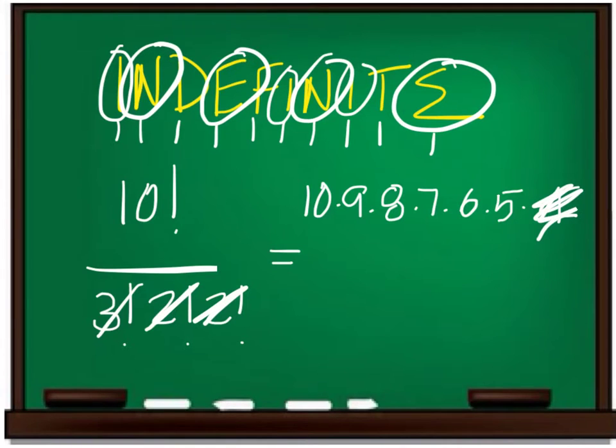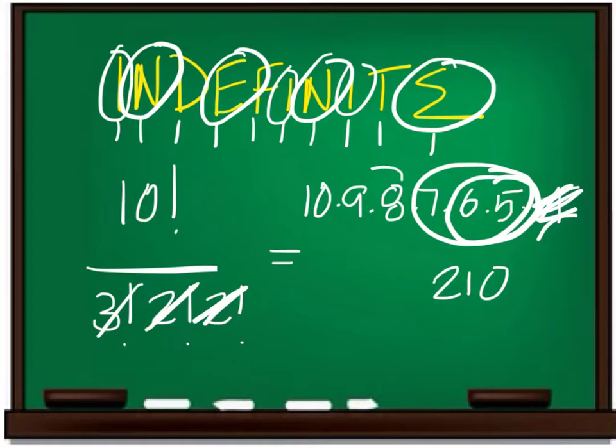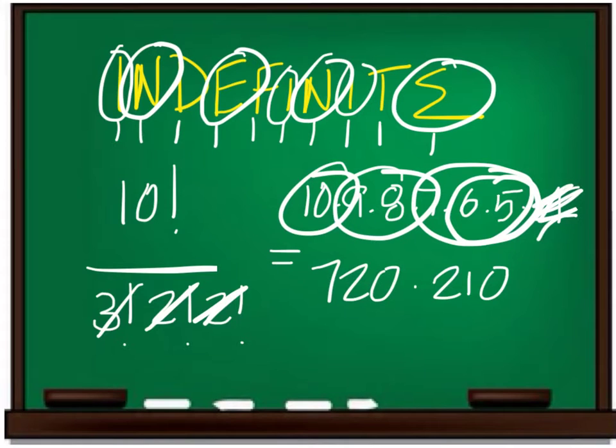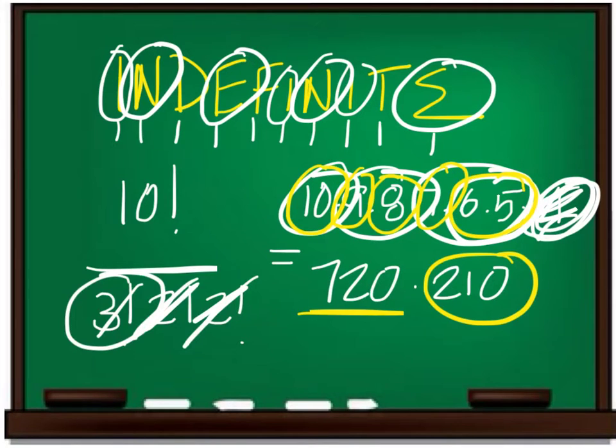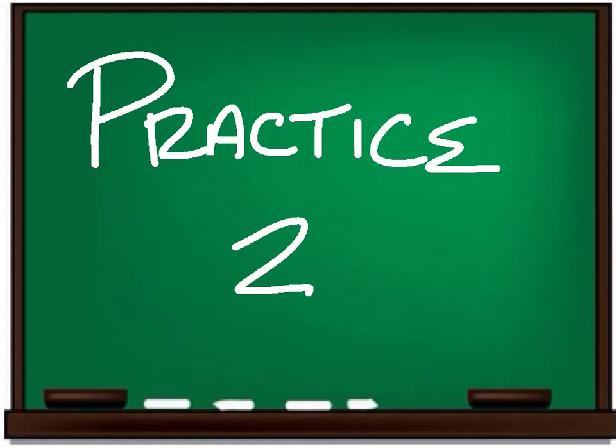Of course, I'm doing this without a calculator. You can use yours. But that's a 30. That would be 210. And this would be 72, and then 720. 720 times 210. How about 151,200? On practice 2, the word is going to be Mississippi.